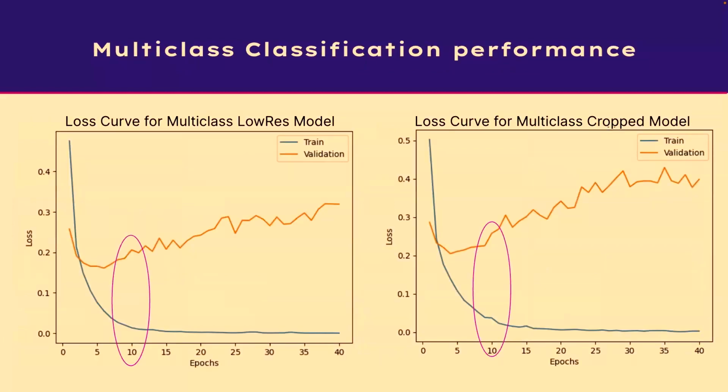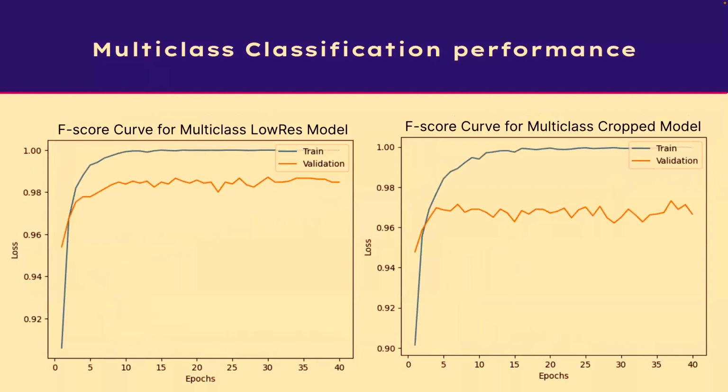And this is the loss curve for the multi-class classifier. As you can see, because the amount of data is less than the binary classifier, the model starts to overfit sooner. So after 10 epochs, the validation loss for both models starts to increase, and we should stop the training after 10 epochs. And again, we have the 2% gap for the F measure for low-res data and crop data. If we play around with the hyperparameters a little, maybe the crop model can outperform the low-res model, but we haven't tried that yet.